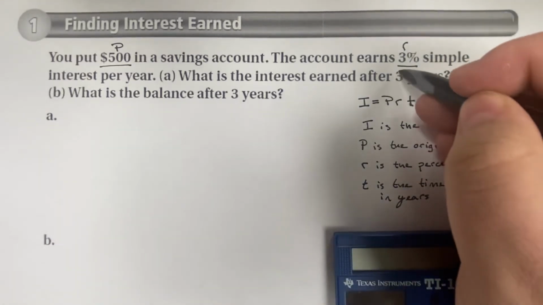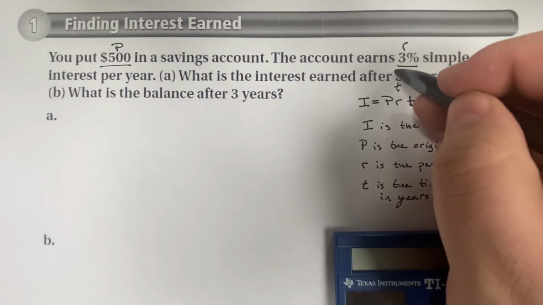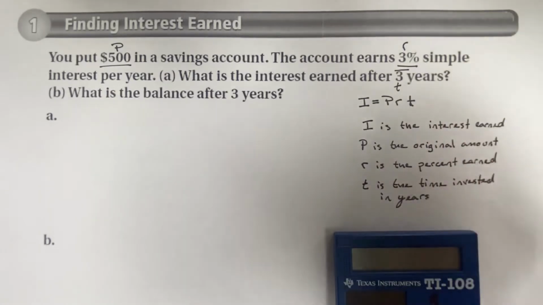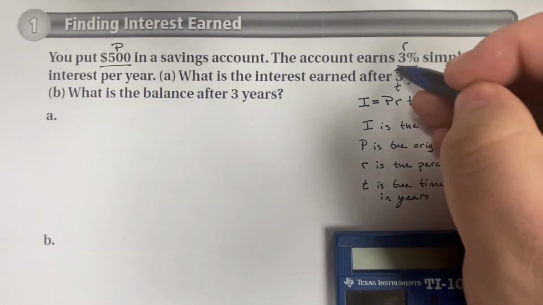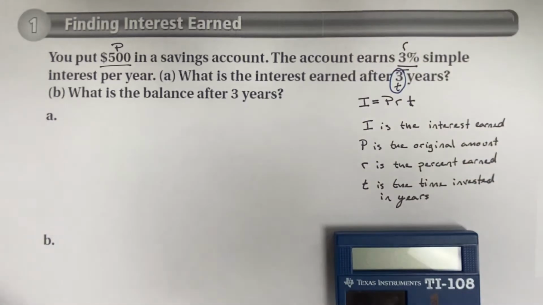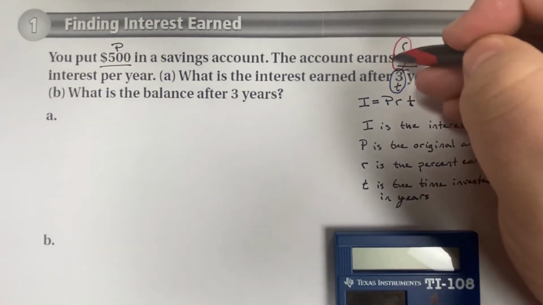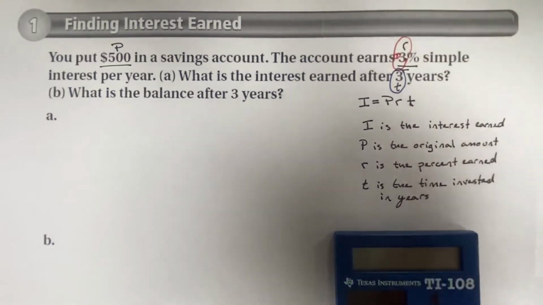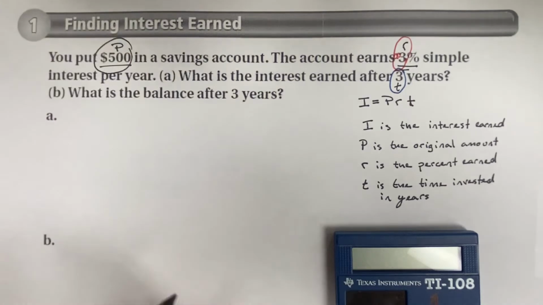Well, that's an amount of time. So we have time here. I'm going to label it as such. What we find out is I don't have my I, but I have a P, I have an R, and I have a T. So I'm going to be able to use that to substitute. So my T gets replaced by 3. My R gets replaced by 0.03. And my P gets replaced by 500.